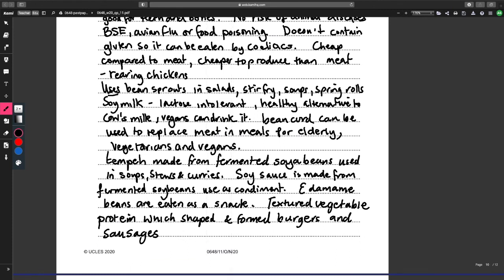In fact, I think they even serve it in the dining hall at school.